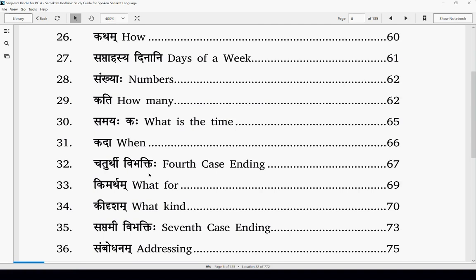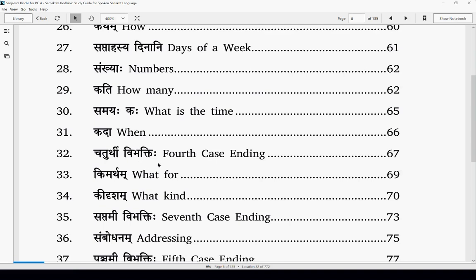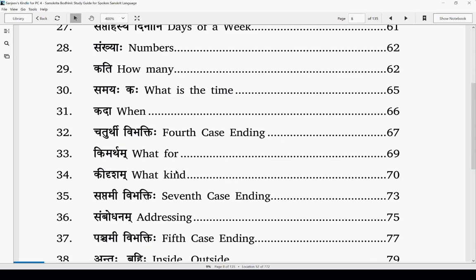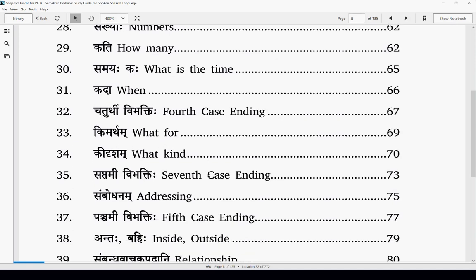Then we have Kada. Kada. Vargasya Samapti Kada Bhavati. Navavadane. So kada. Kada, you know when. Kada bhavati? Dashavadane. Asmakatra. Dashavadane bhavati. Chaturthi bhakti. Sardha dashavadane. Chaturthi bhakti. Fourth case we study, we look at that. Kimartham, what for?